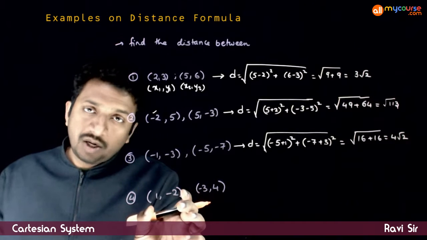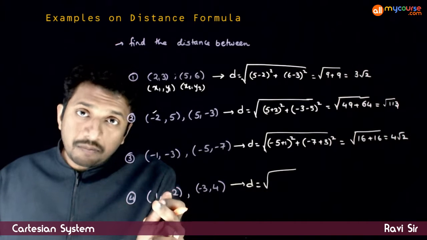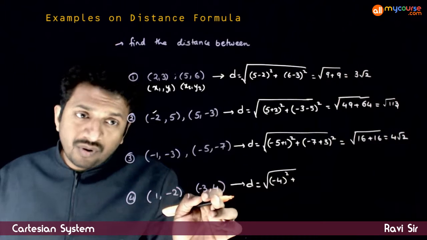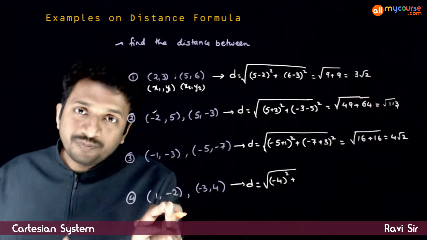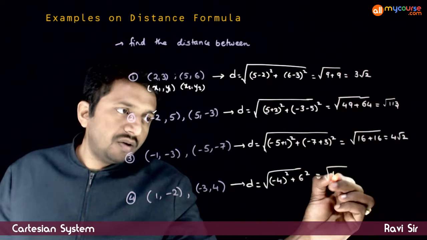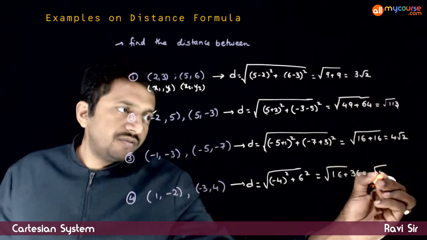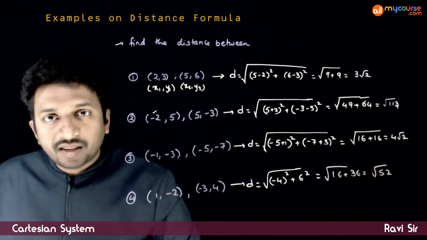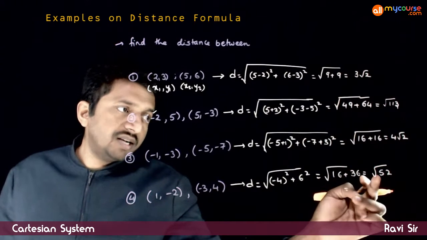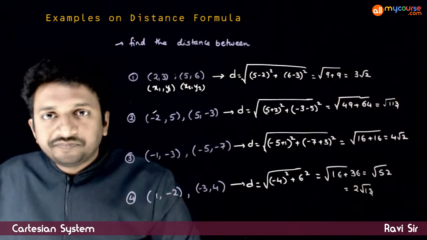Next, if you have these 2 points, distance is equal to root of minus 3 minus 1, minus 4 whole square, plus 4 minus of minus 2 is plus 2. So 4 plus 2 is 6, square. That is equal to root of 16 plus 36, which is root of 52. So you can take 2 outside. This is 4 into 13, so this is 2 root 13.